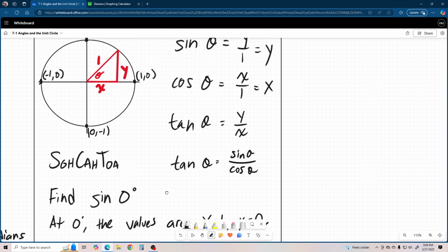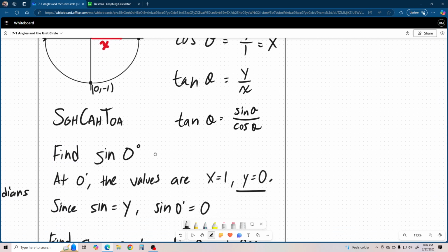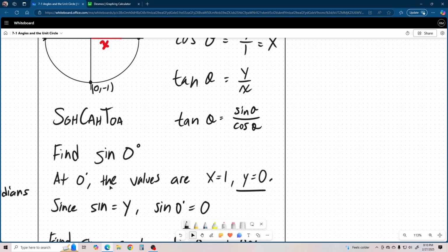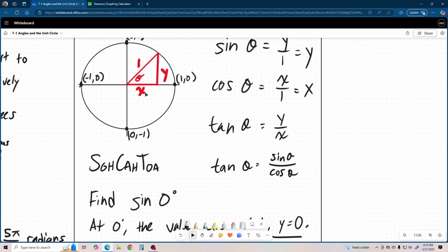So let's start off here. Let's find sine of 0, right? Find sine of 0 degrees. Well, remember, at 0 degrees, the values are x is 1 and y is 0. If we go up here, 0 degrees is this initial side. You'll notice that at the end here, we have 1 comma 0. In other words, our x value is 1, our y value is 0.